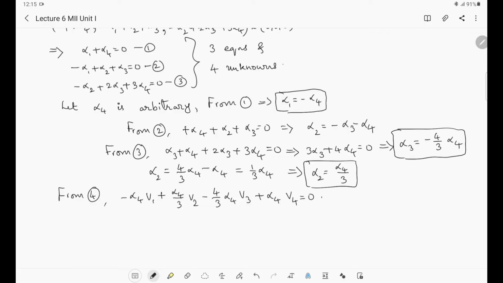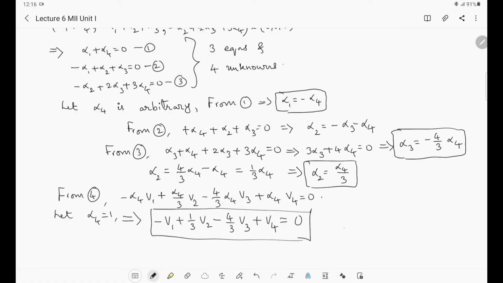Now let us select alpha 4, because alpha 4 is arbitrary. So let alpha 4 be 1. For ease I am taking 1. Then we get minus V1 plus 1 by 3 V2 minus 4 by 3 V3 plus V4 equals 0. So this is the required relation between the vectors v1, v2, v3 and v4. This is the required relation that we have obtained, right?